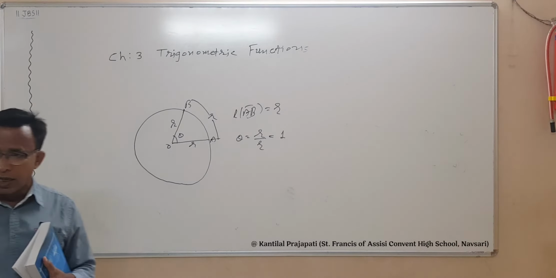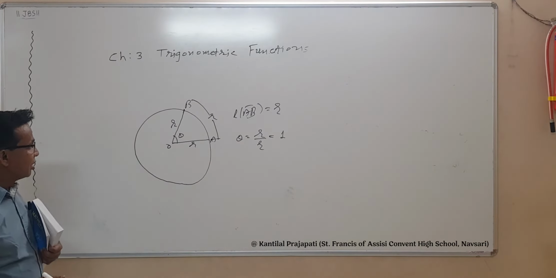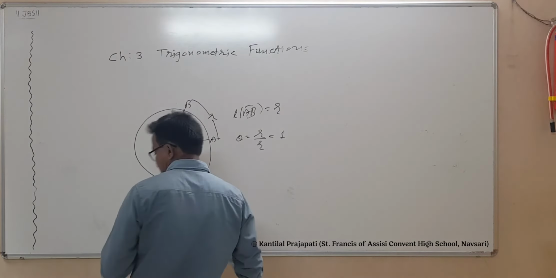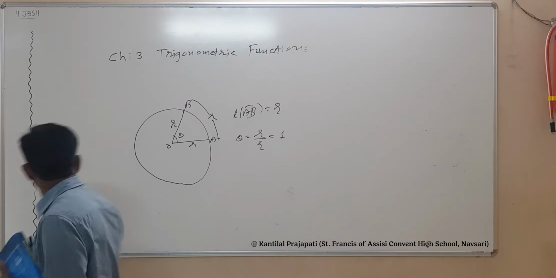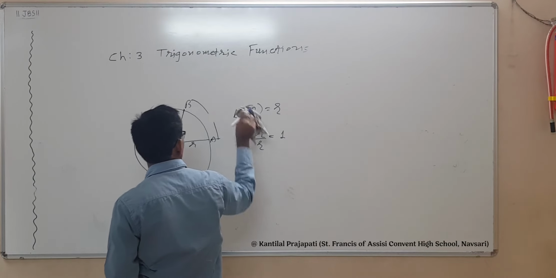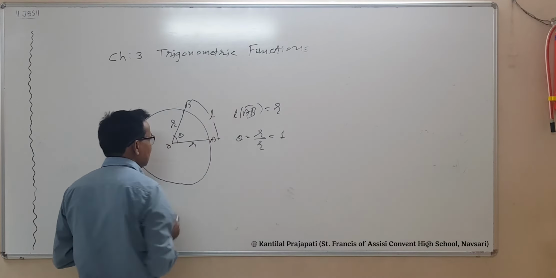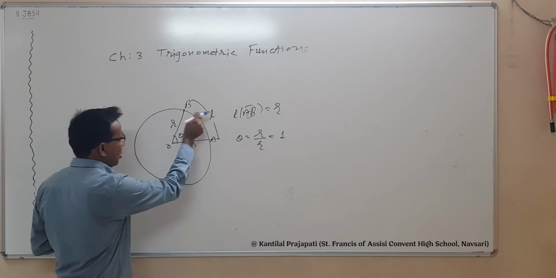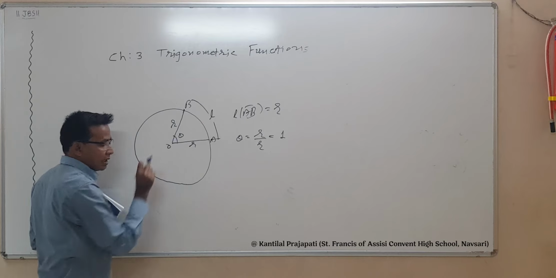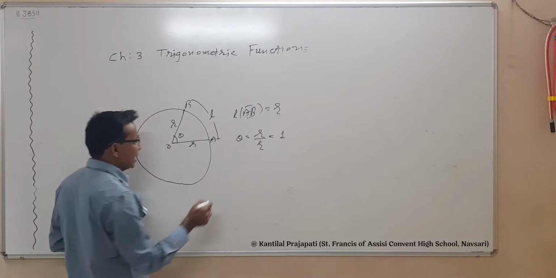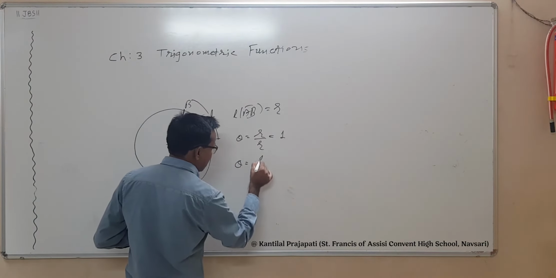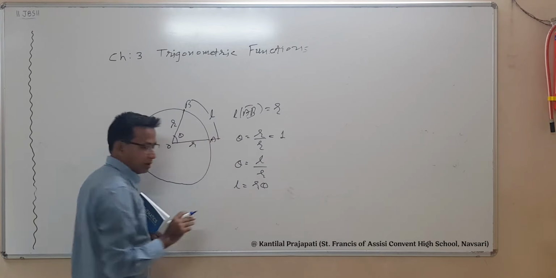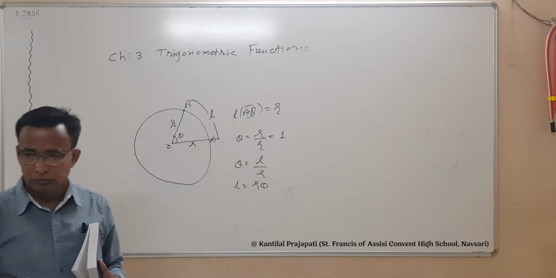Now instead of r, we take the length L. Suppose the arc length of AB is L. Then the angle subtended by arc AB of length L at center O in a circle of radius r is theta, equal to L upon r, or L is equal to r into theta.